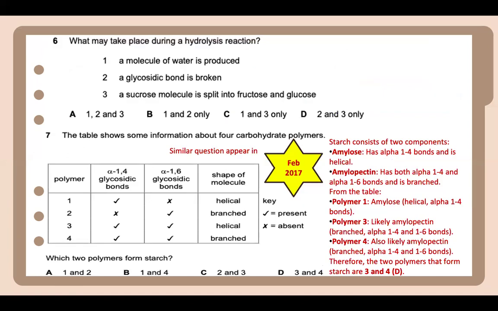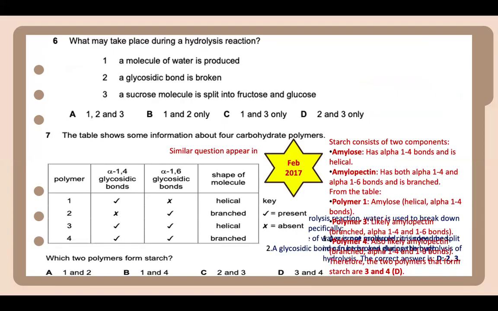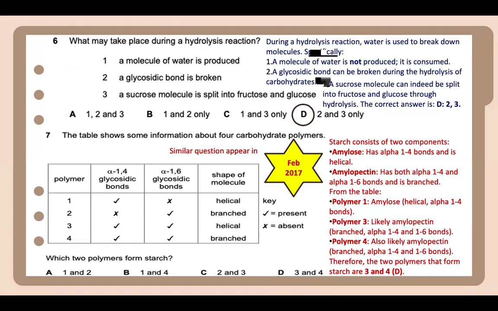What may take place during a hydrolysis reaction? During a hydrolysis reaction, water is used to break down molecules. Specifically, a molecule of water is not produced, it is consumed. A glycosidic bond can be broken during the hydrolysis of carbohydrate. And a sucrose molecule can indeed be split into fructose and glucose through hydrolysis. And the correct answer is 2 and 3.